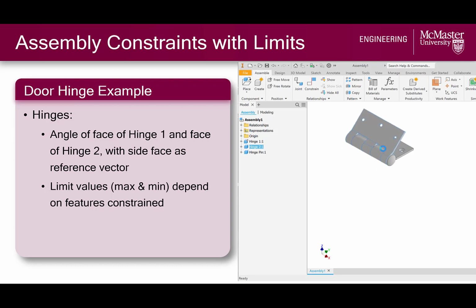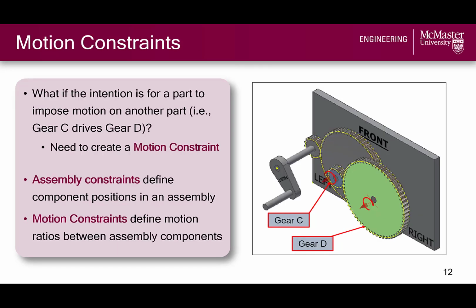However, in the assembly of some mechanisms, we may also want the movement of one instance of a component to impose some motion on another. Consider this gear train as an example. If we left a rotation degree of freedom for gear C and its rod so that they could rotate, we would want the rotation of gear C to impose rotation on gear D, according to the gearing set ratio. For this, we need a motion constraint.